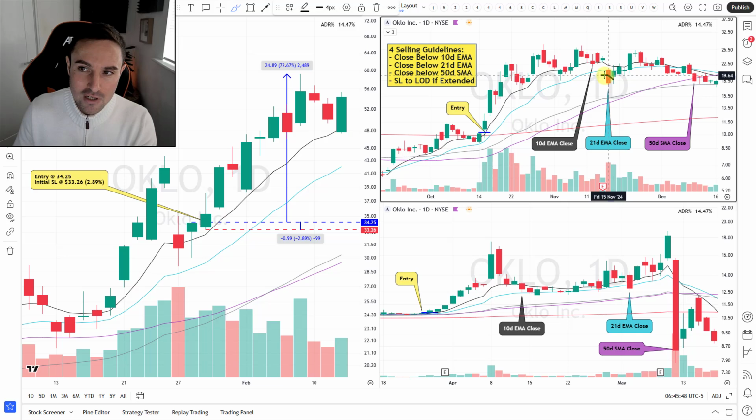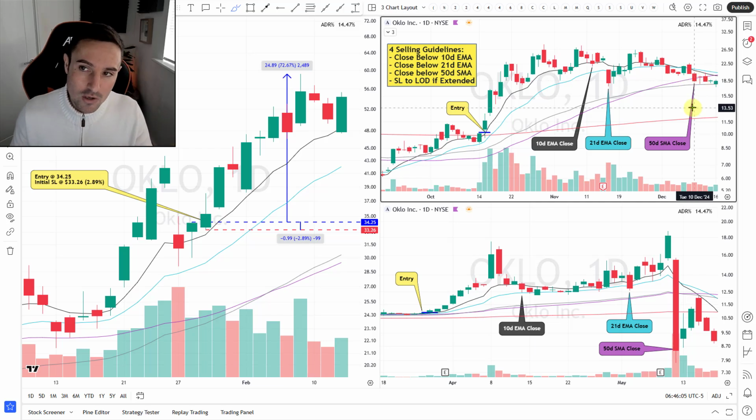Okay, here's the first close below the 21-day EMA. So we're just imagining that if we had a position here, we would then exit there, at the close, on the first daily close below the 21-day EMA. And then this would be the same example with the 50. The first close below the 50-day simple moving average, the purple line, we're just going to exit there.